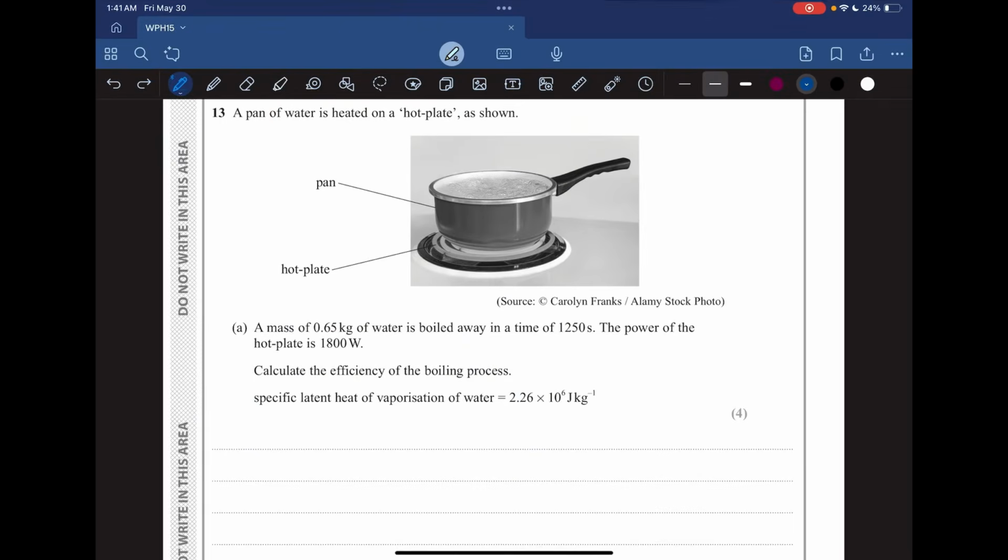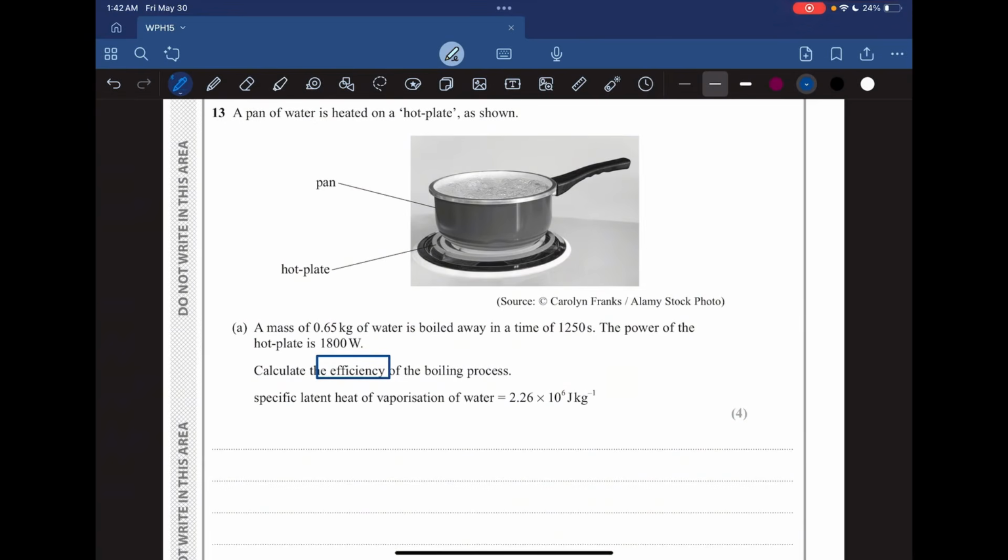A pan of water is heated on a hot plate as shown. A mass of 0.65 kg of water is boiled away in a time of 1250 seconds. The power of the hot plate is 1800 watt. Calculate the efficiency of the boiling process. They have given us the specific latent heat of vaporization of water, 2.26 into 10 to the power 6 joule per kilogram. So basically they have asked us to calculate the efficiency.